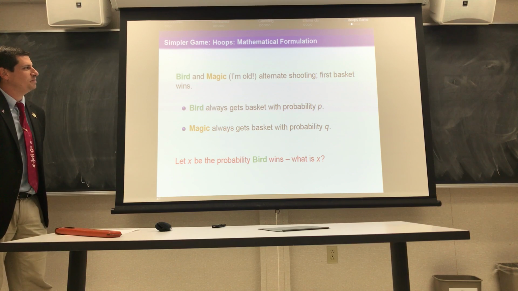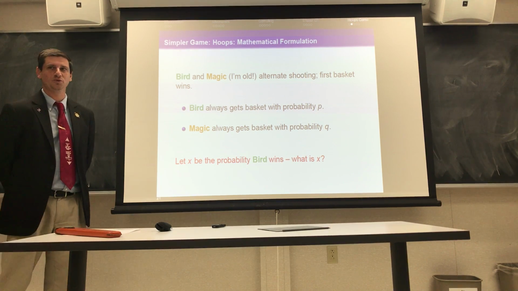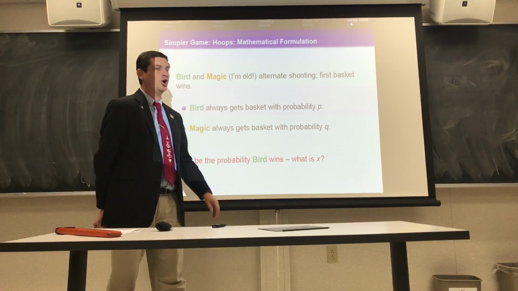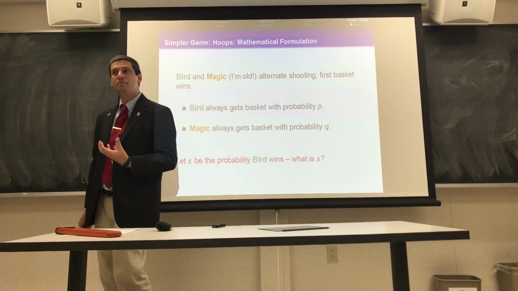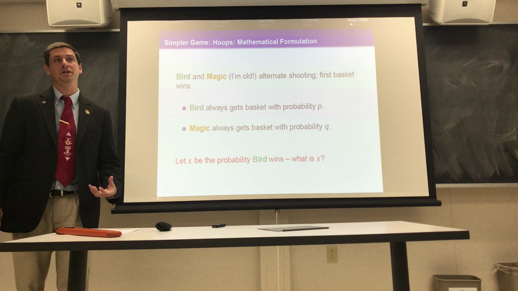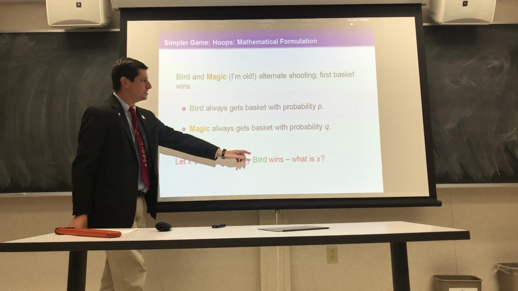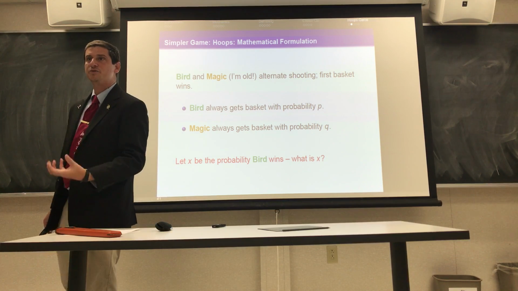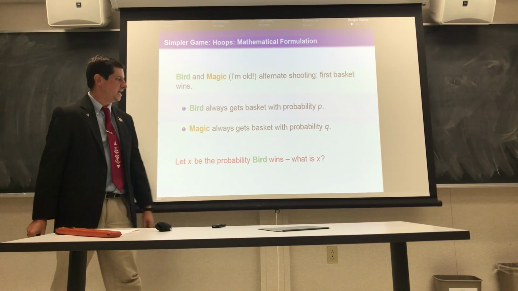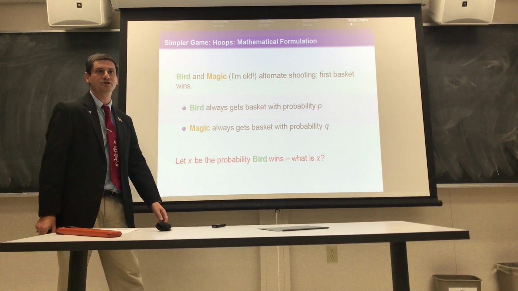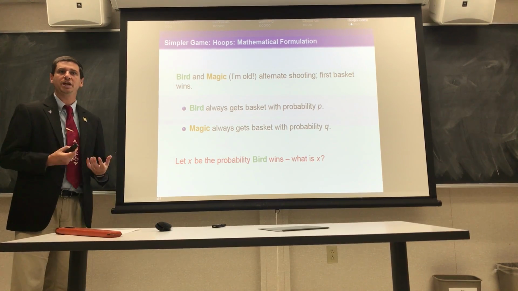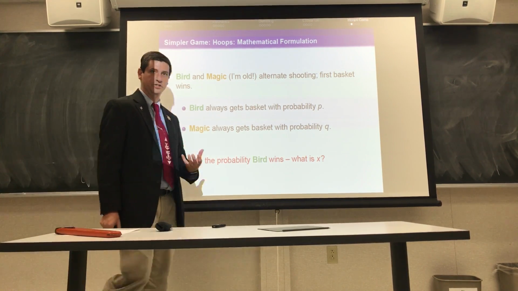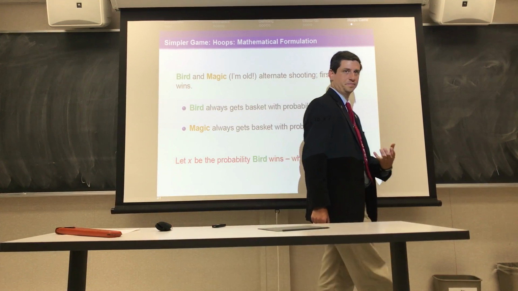All right. So Bird and Magic alternate shooting. First basket wins. Bird always gets a basket with probability P. Magic always gets a basket with probability Q. Sometimes you use Q to denote 1 minus P. Another way to do this is instead of using P for Bird, I could use P sub B to remind myself that it's the probability of Bird getting a basket, and then P sub M for the probability that Magic gets a basket. You want to think what notation is going to be the best for you. And I want to let X be the probability that Bird wins, so I want to calculate what X is.